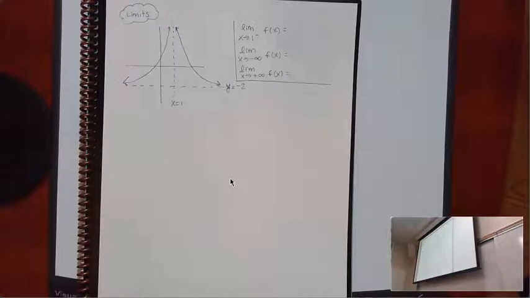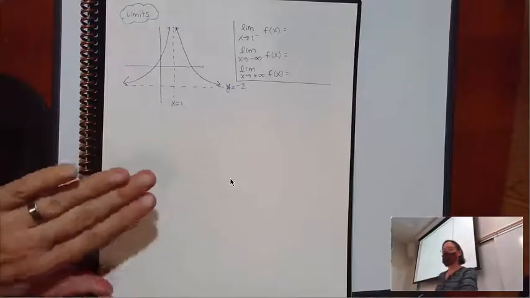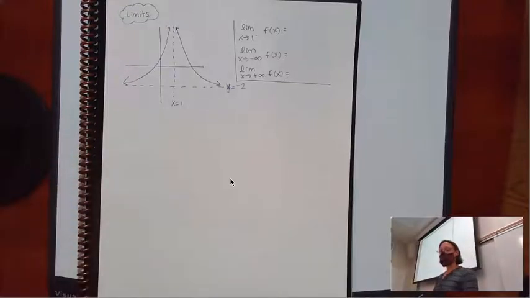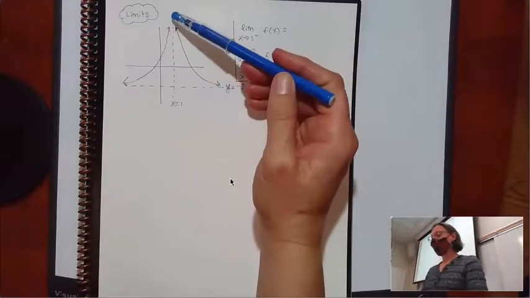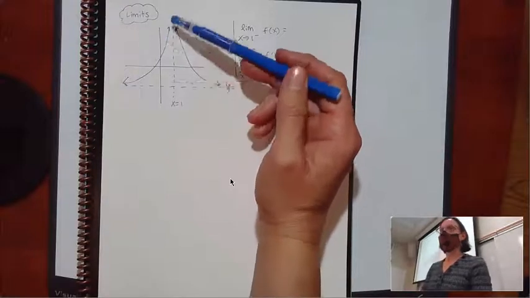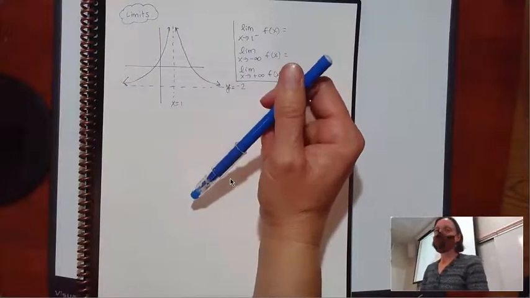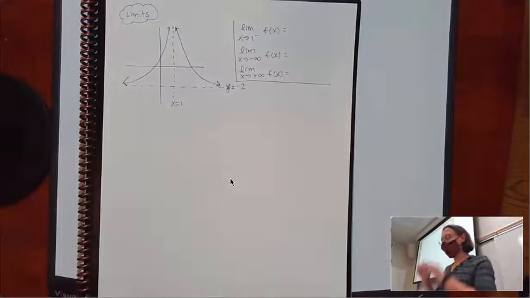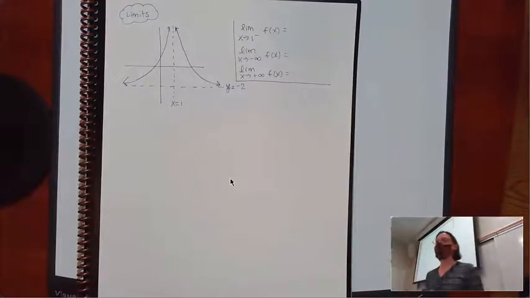Oh, this is all one function. This is one graph of one function. But I will say that notation wise, having this vertical dashed line means there's an asymptote there. So we are supposed to assume that there's an asymptote there. Okay, so let's take a look at what these limits are doing then.